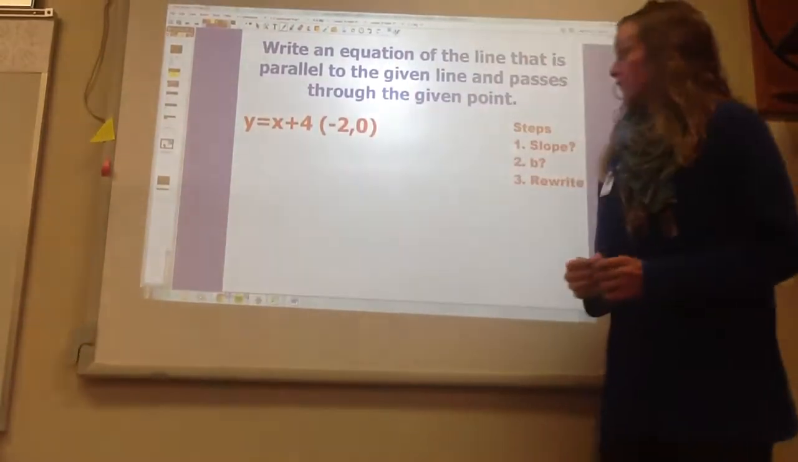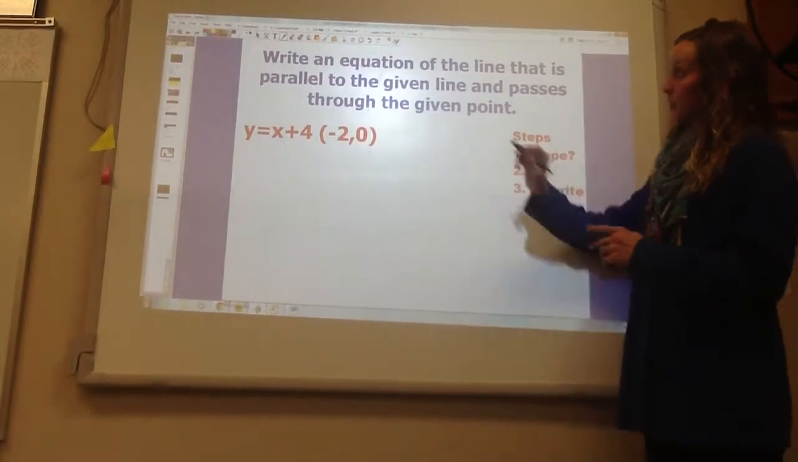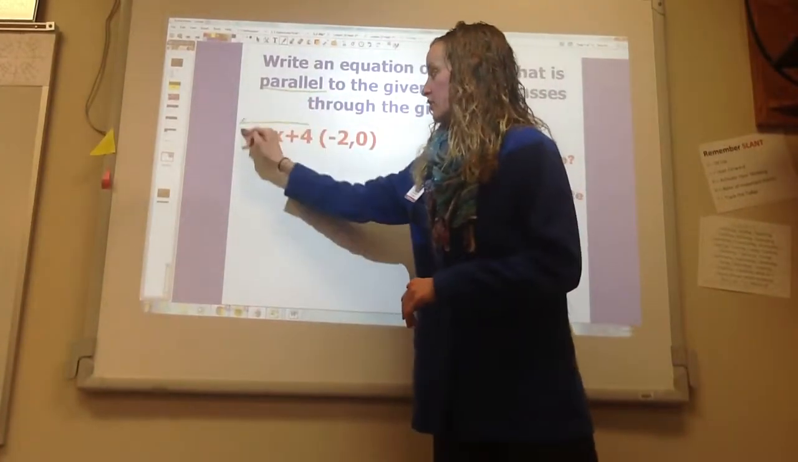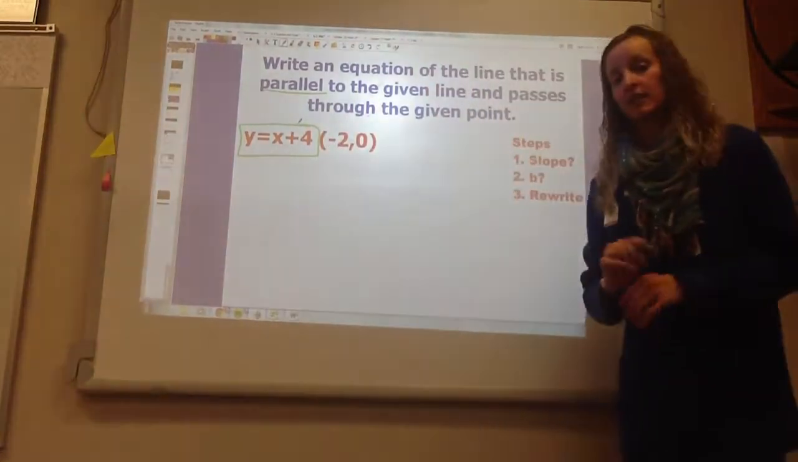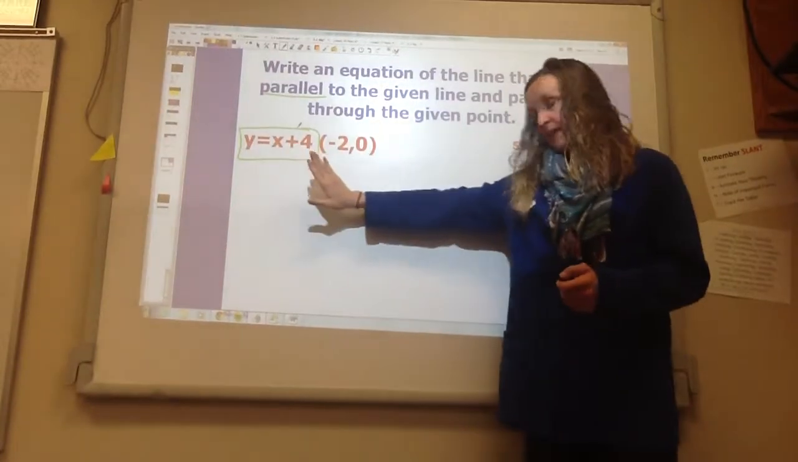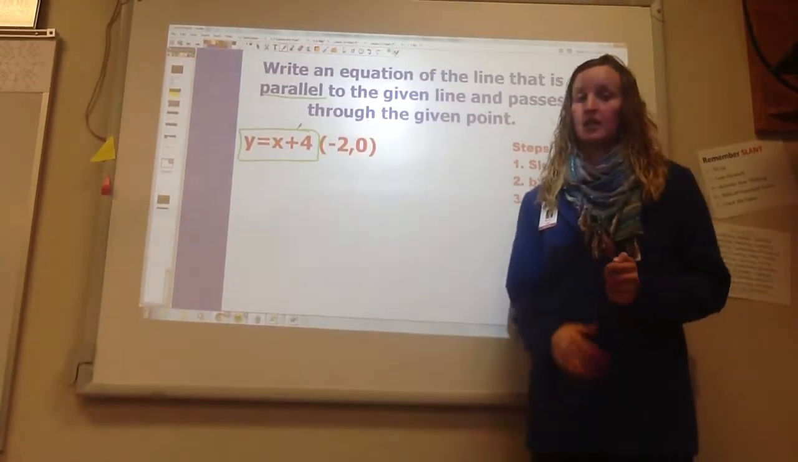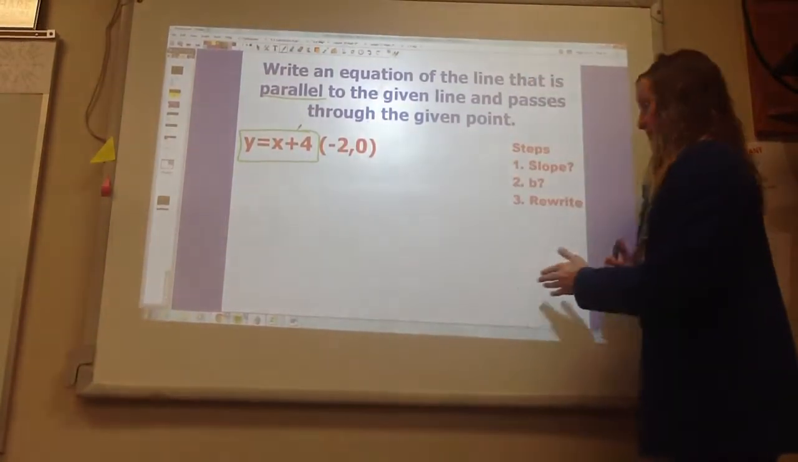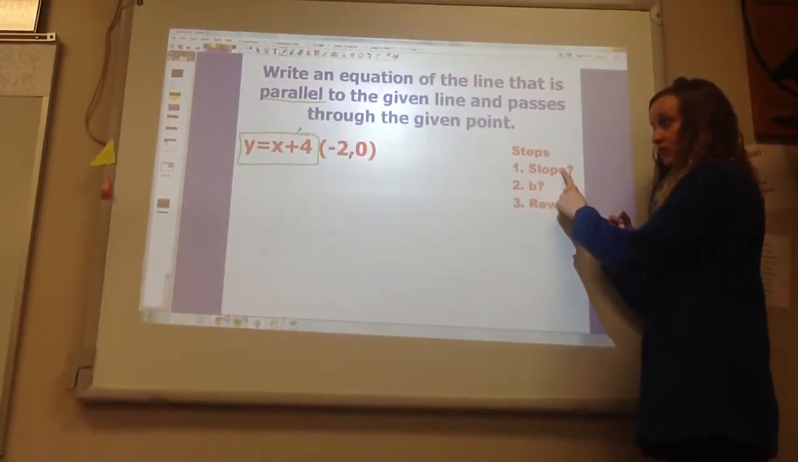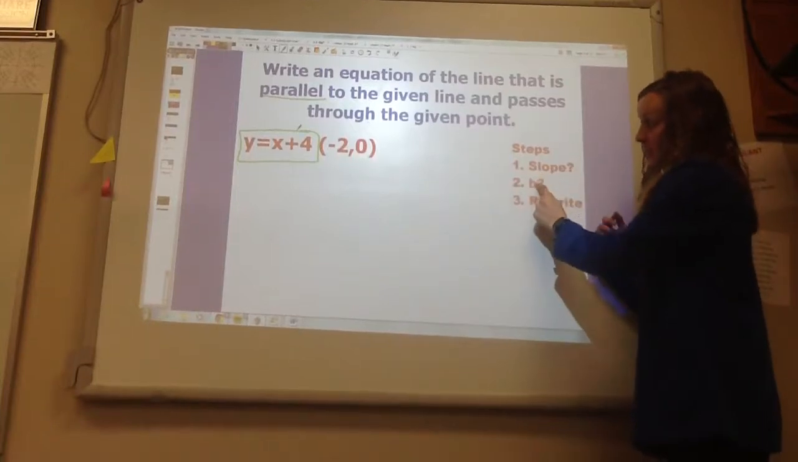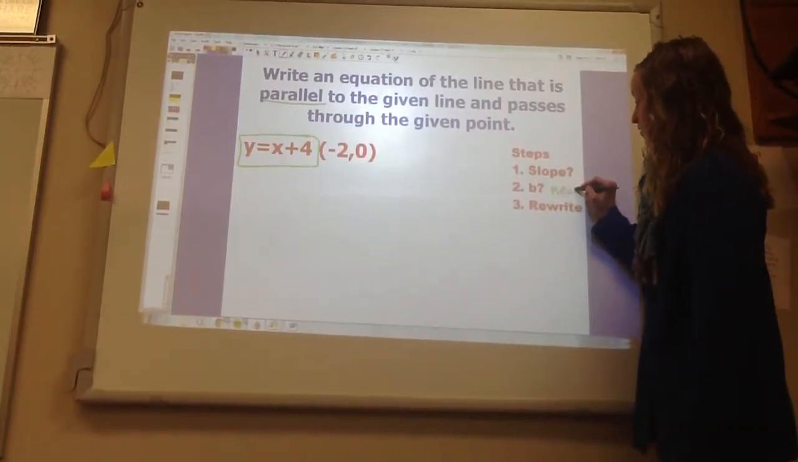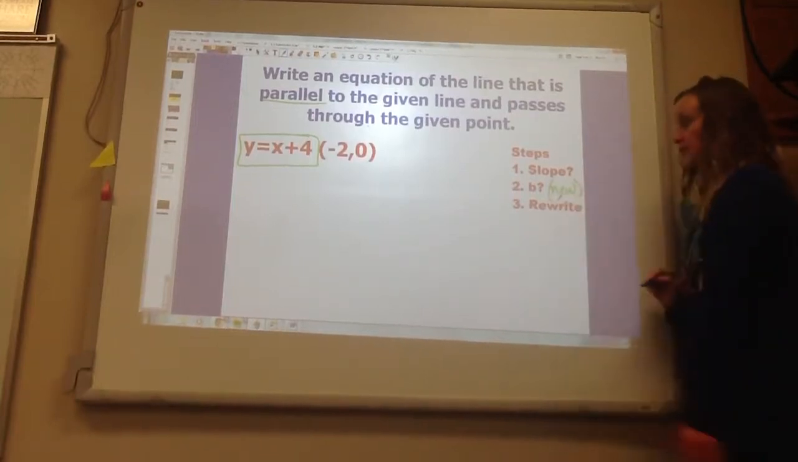Now, if you write it up a notch, and it says, write the equation of a line that is parallel to the given. So this is our given equation. And we want our new equation to pass through this point. That's where you're going to want to write down these steps. First thing, what is the slope? You get this from that equation. Second thing, you have to get your y-intercept. This is new. And then you rewrite it.